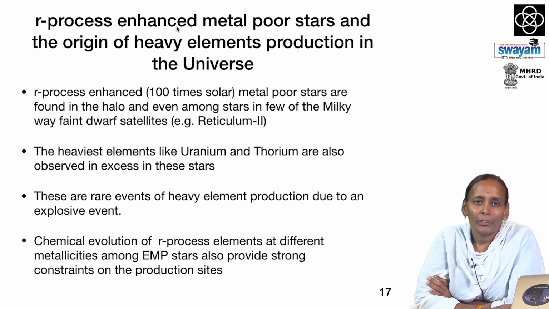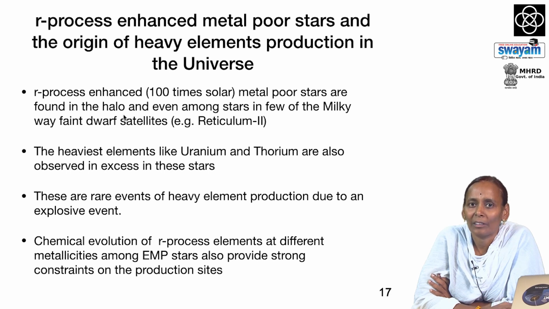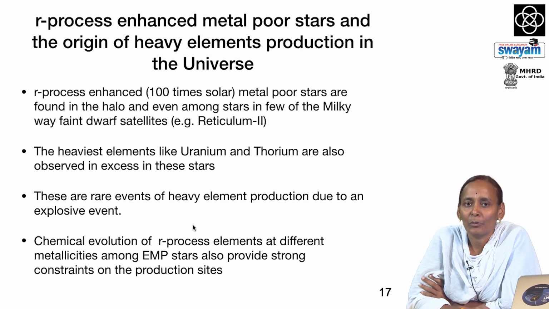So now we talk about these r-process rich stars, which are again a significantly important fraction among the metal poor stars, and they are also very interesting. These are r-process rich stars, about 100 times the solar r-process value with respect to iron, and they are found among metal poor halo stars. They are also found among a few of the Milky Way faint satellite galaxies, like Reticulum, where we see stars with large enhancement in r-process. Some of these r-process rich stars also show uranium and thorium detection. These are the rare events where heavy element production due to an explosive event can be captured, and these abundance ratios can clearly give clues to the physical conditions of the site and the processes.